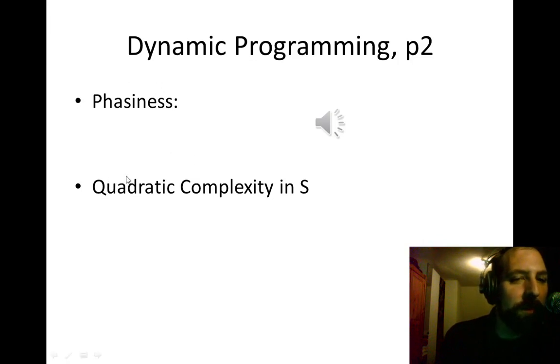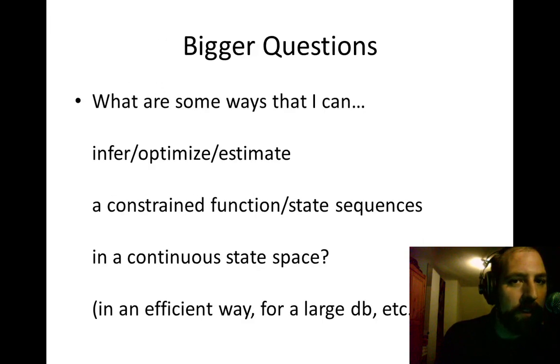Another issue with this method, if you want to do inference over a large database, is that it has quadratic complexity in the size of the state space, which of course includes the size of the source database. So it's not so feasible. The bigger question is: what are some ways that I can infer, optimize, or estimate a constrained function state sequence in a continuous state space, in an efficient way for a large database?